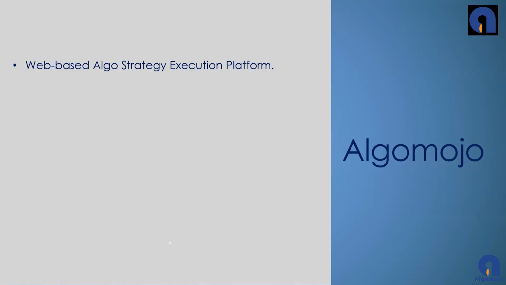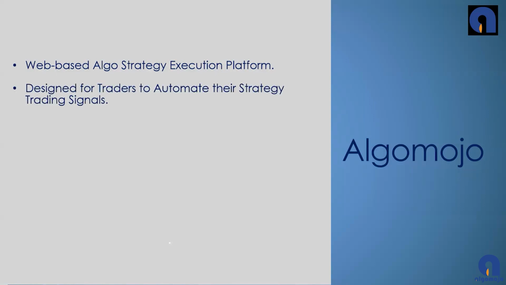So as I was mentioning, we are a web-based algo execution platform, and it's a platform available to users to automate their strategy signals. Whenever your charting tool, it could be TradingView, it could be MT4, it could be Amibroker, or if you're a programmer using Python, for example, to run your strategies, you can use any of these platforms, and the buy and sell signals that you get on those charts or platforms can automatically be executed in your broker account.